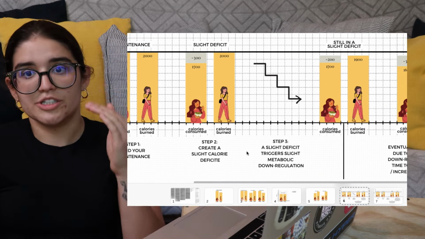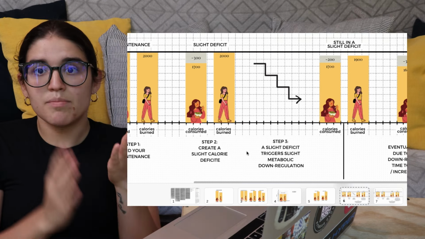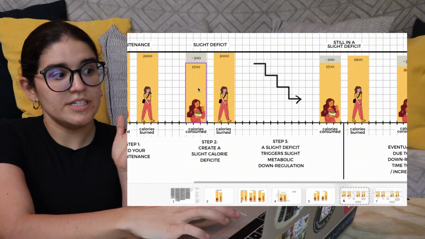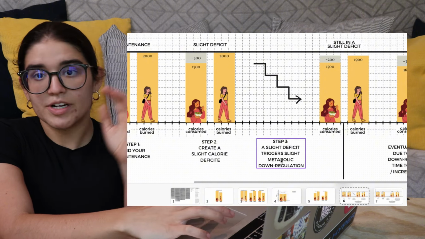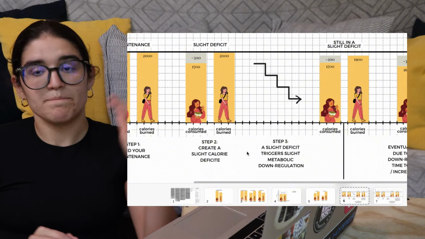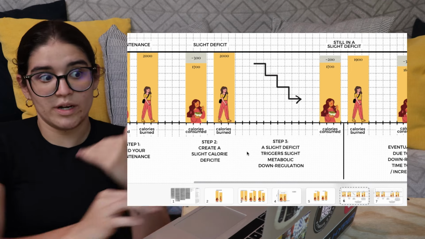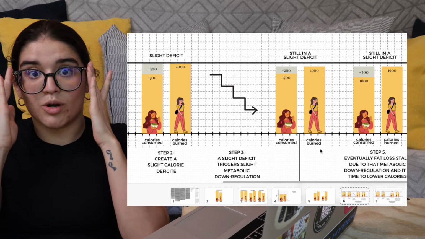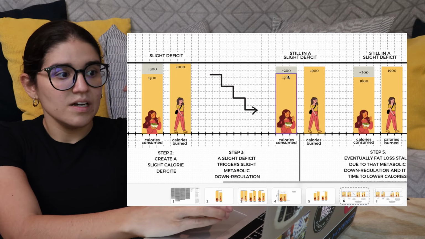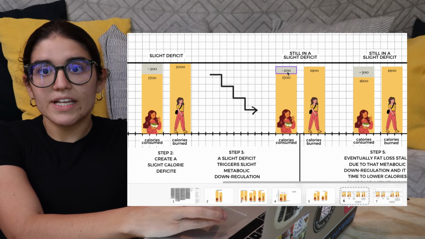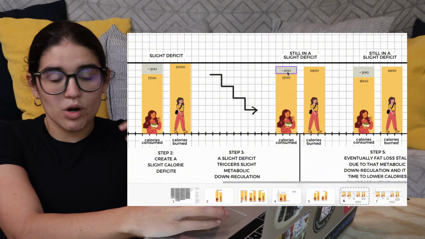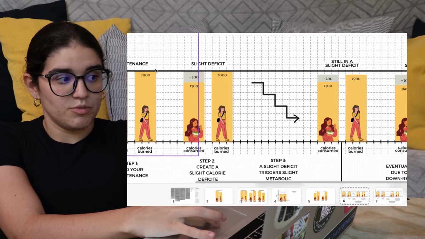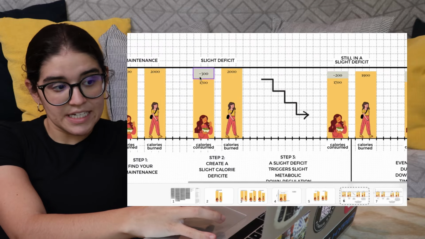Even though you only decreased your calories by a little bit, metabolic adaptation is still going to happen, okay? So we decrease our calories a little bit. There is still metabolic adaptation, but it's much more gradual than what it was before. And because the metabolic adaptation is a little bit more gradual, we're still in a deficit, but we're also not feeling like shit, okay? So we decrease our calories by 300 calories in a day.